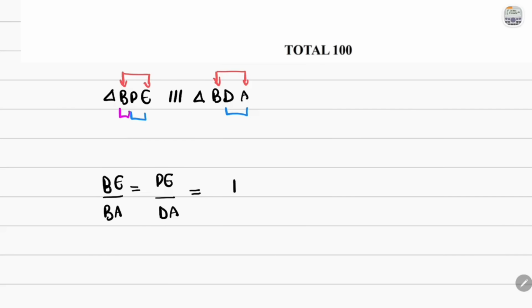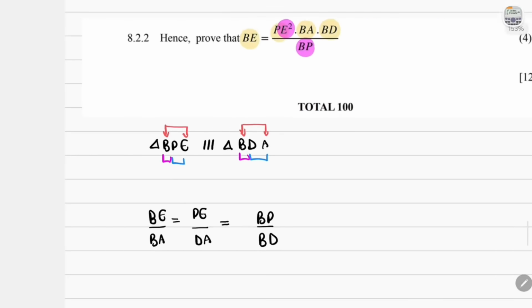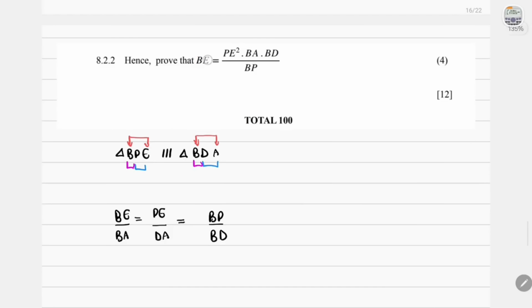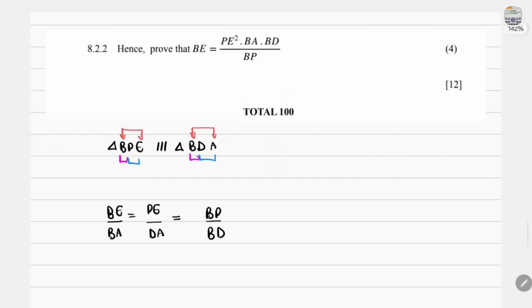So that would be BP over BD. Okay, so over BD. And let's see how that would work. Now, before just working on it, I'm going to compare it to what we have here and just see the sides that we have available.